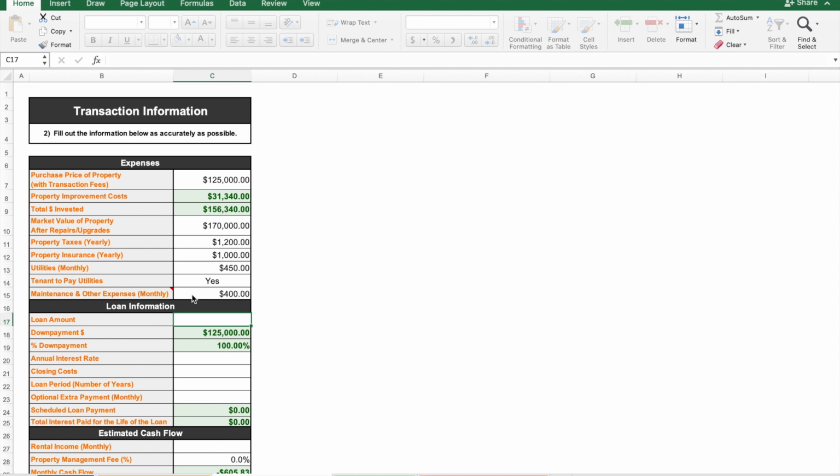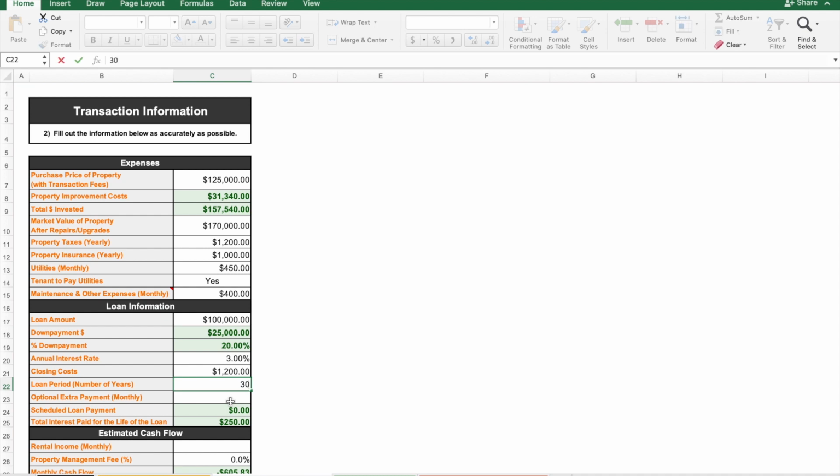Now we're down to the loan information. And I'm going to say I got a loan for $100,000. And I'm going to say the annual interest rate was 3%. Closing costs were $1,200. And a little note, the closing cost also gets added up here for the total dollars invested.